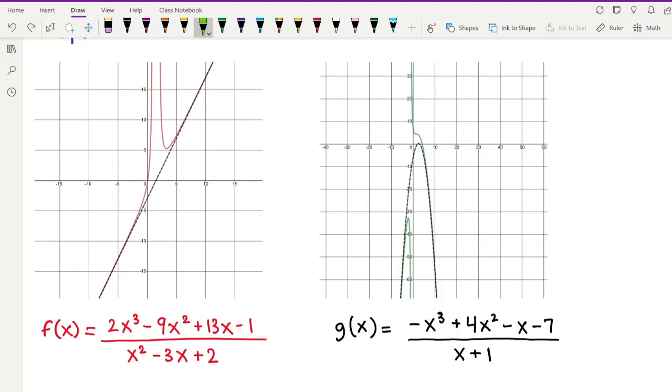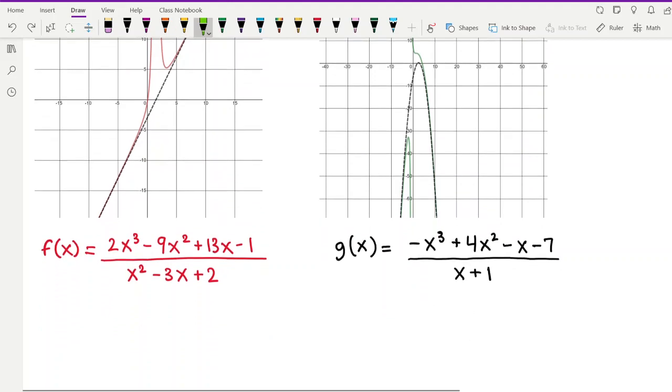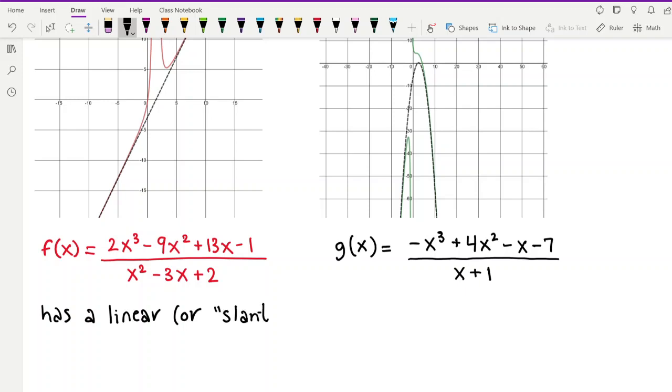This black dotted line is not part of the function. What this actually is, this black dotted line, is an asymptote. So this has what I would call a linear asymptote, and I think your book probably does this, frequently this will be called a slant asymptote.